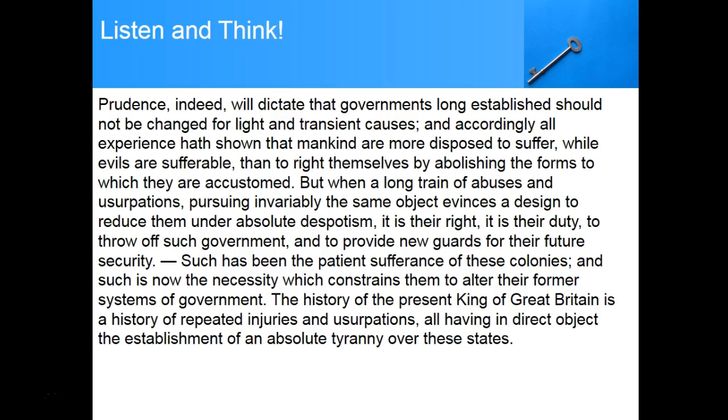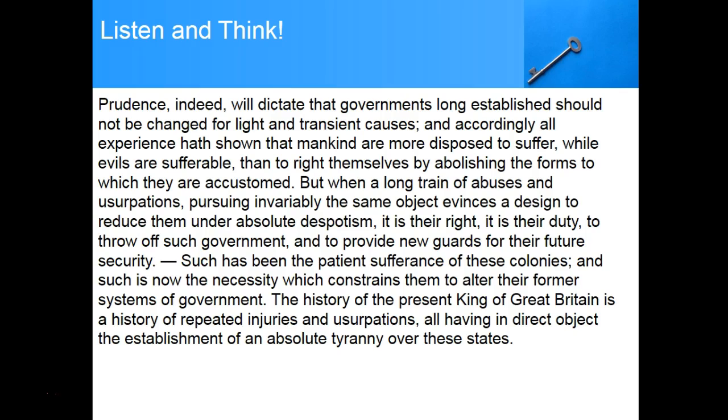Prudence, indeed, will dictate that governments long established should not be changed for light or transient causes. You don't want to just change them, just to do so. And accordingly, all experience hath shown that mankind are more disposed to suffer while evils are sufferable, than to right themselves by abolishing the forms to which they are accustomed.